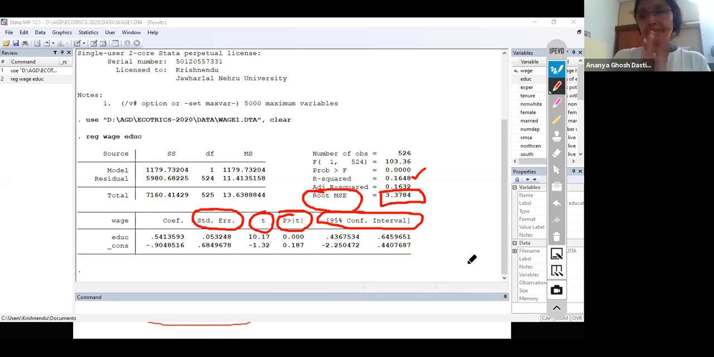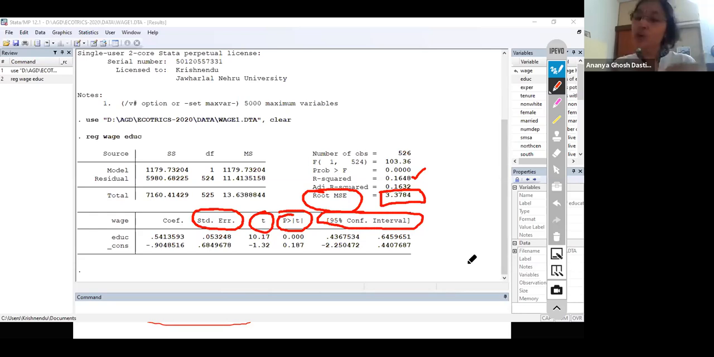Now, as I told you, I am going to be talking to you today about models with certain non-linearities, right? So let me start with a very useful kind of model where the dependent variable is in log form, but the explanatory variable is in form of levels. So we will take log of wage and regress it on education. Wage will be in log, but education remains as it is. That's why it's called a log level model.